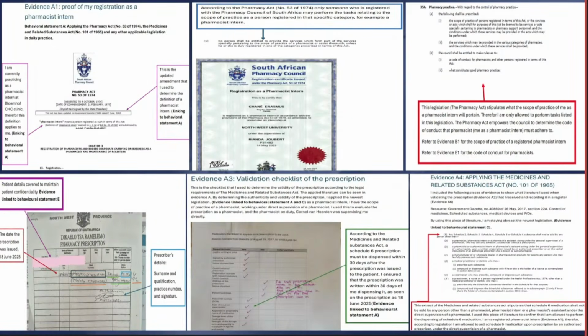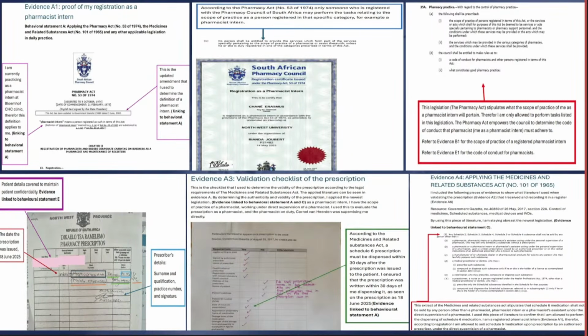So you can see from the evidence that the intern has provided based on, remember, this is 5.3, which is legal and ethical practice. So the Pharmacy Act is there and they provide annotation as to what a pharmacist intern is, linking it to behavioral statement A. Then you'll see the registration of the intern there. Pharmacy practice 35A, what the scope of practice is. Application of the Medicines and Related Substances Act.